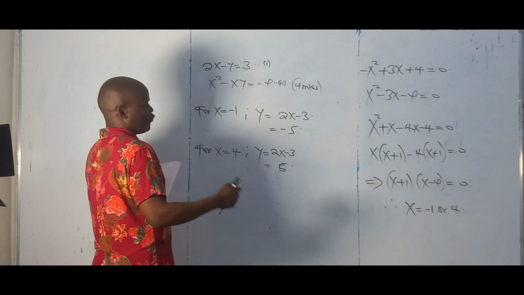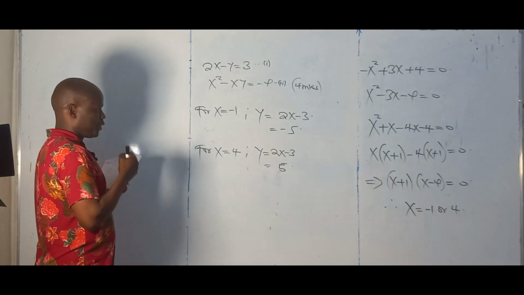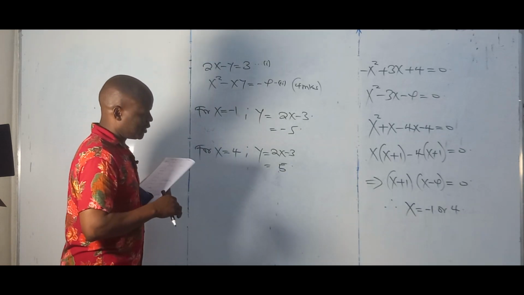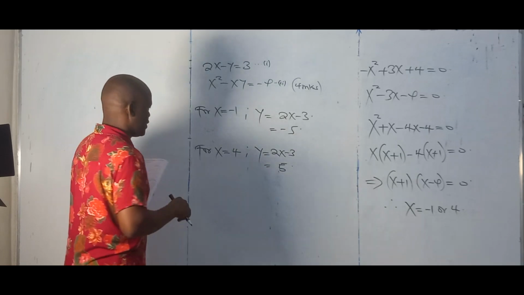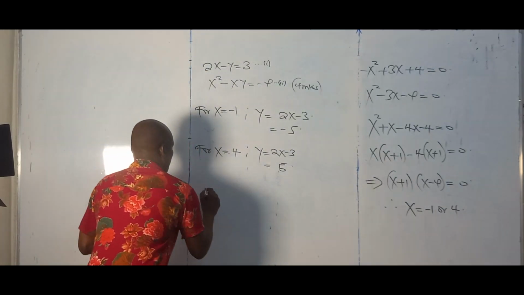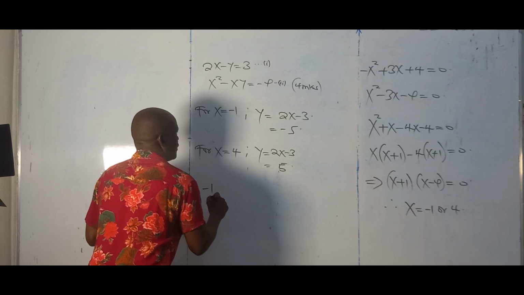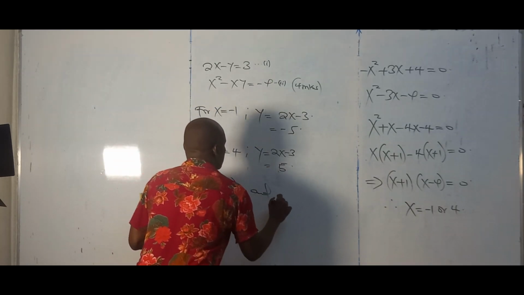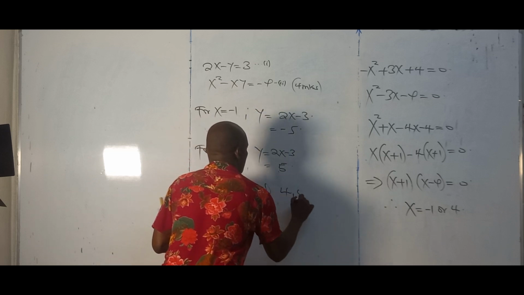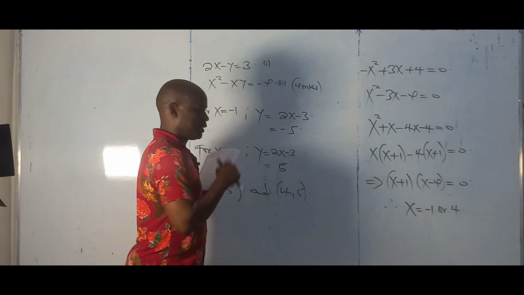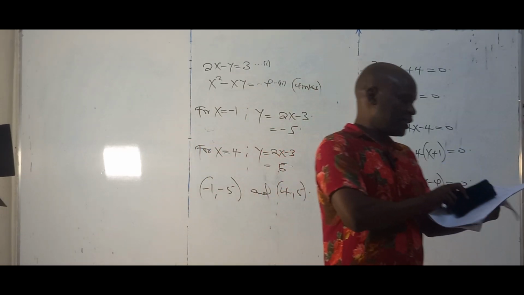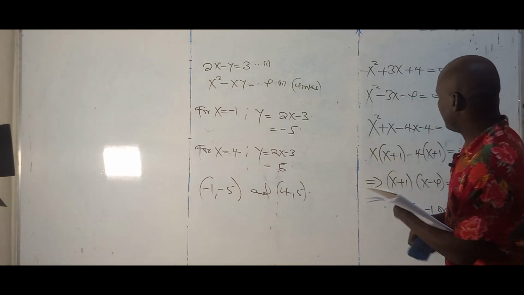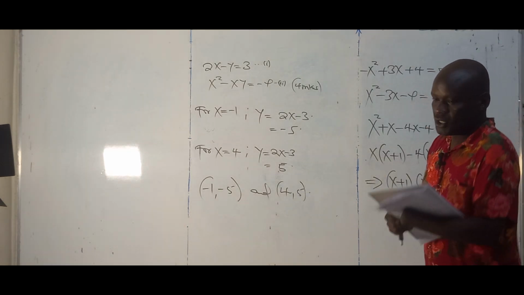Therefore, if you try to figure out these points, there are 2 points along the line and they can be represented in terms of position vectors. And so the first point I have is (-1, -5), and the second point is (4, 5). So those are the 2 answers that were required. So up to there, we meet in my next video.